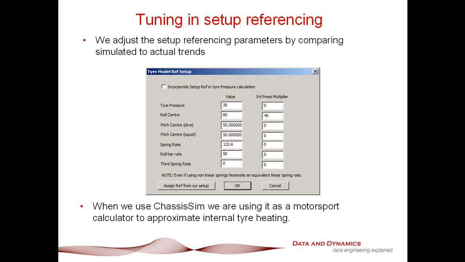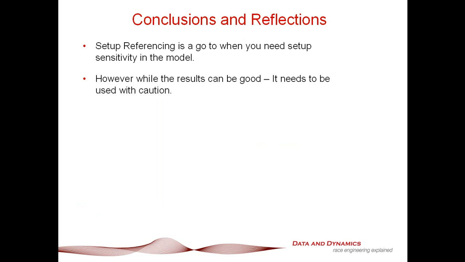Now, in reality, this is very much a placeholder until we in ChassisSim can get a reliable representation of internal tire pressure and temperature. We've currently got that under development, but obviously it's not at the point where we can release it into the wild yet. That being said, we have found that this setup referencing technique is a very good approximation to get you going and in the ballpark, in particular when you need that setup sensitivity. But the operative word here is don't overdo it.